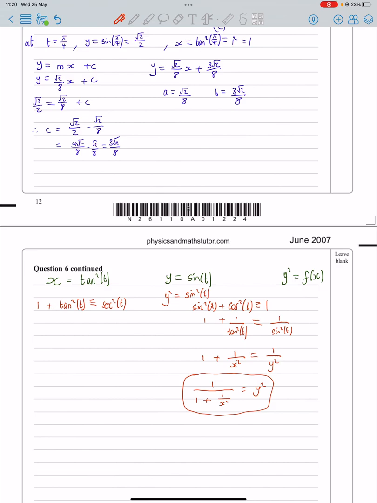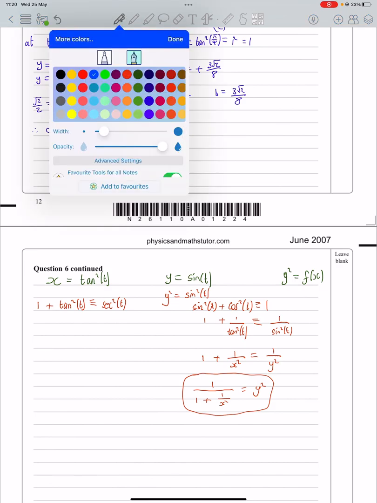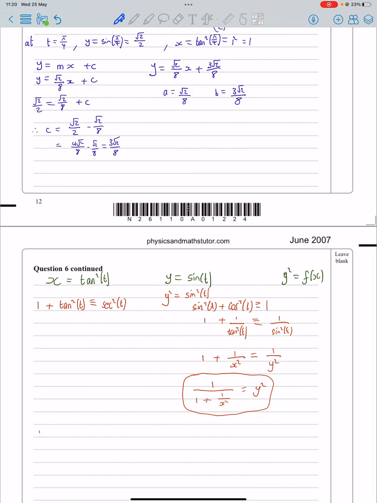If people wanted a nicer, tidier version, this, by the way, is not necessary. But for anyone who would like to know, you could multiply the top and bottom by x squared. So 1 times x squared is x squared over, and then 1 times x squared at the bottom is also x squared, and then the 1 over x squared times x squared is 1, and that is still equal to y squared. So it's just another way of writing that fraction without the double fraction, but it works out. It's fine. There's no issue.